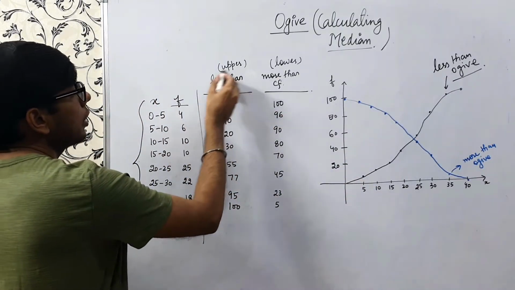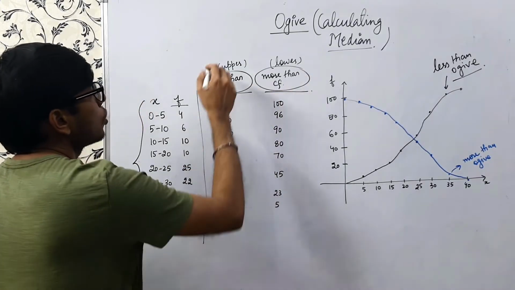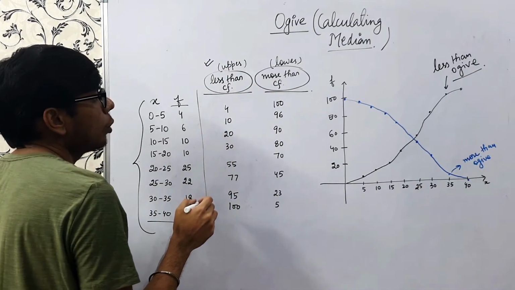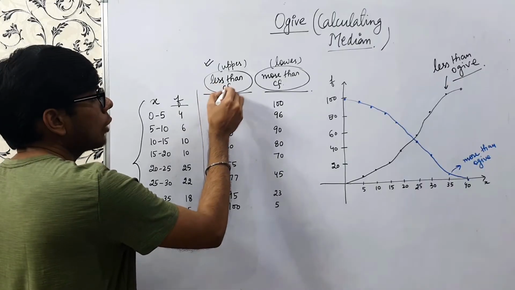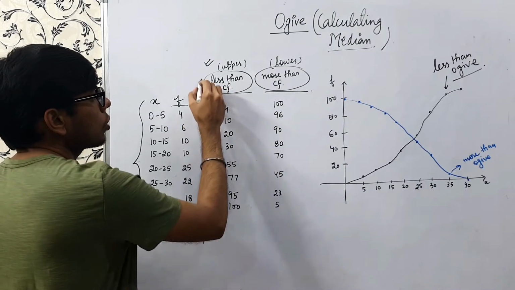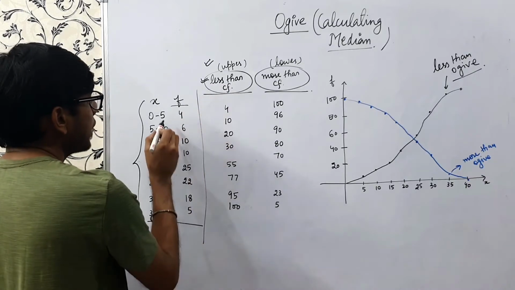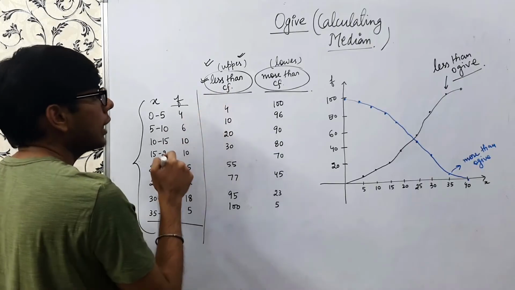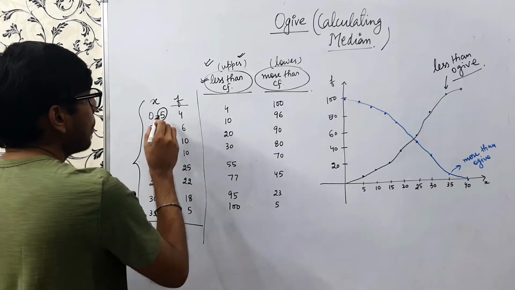Firstly, there are two types of Ogives. One is less than and one is more than. So we'll calculate less than cumulative frequency and more than cumulative frequency. In earlier videos, if you have seen, we have calculated cumulative frequency. That is nothing but less than. So what does this mean? This means that we have to keep in mind the upper limit when we are calculating less than cumulative frequency. So we have to keep in mind this upper limit 5.